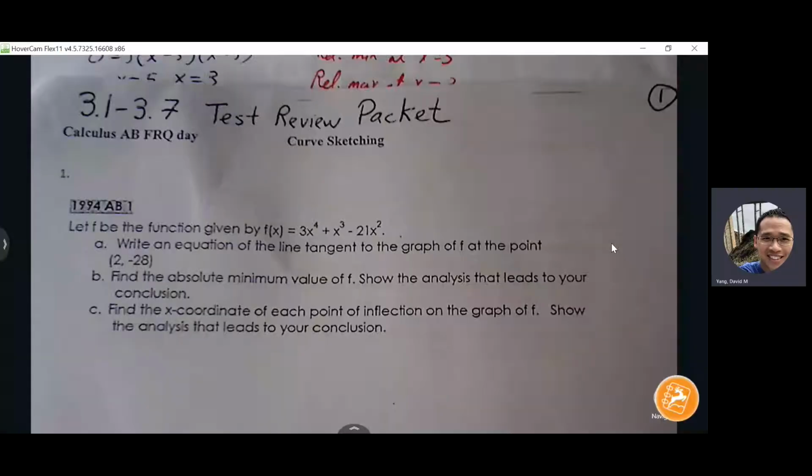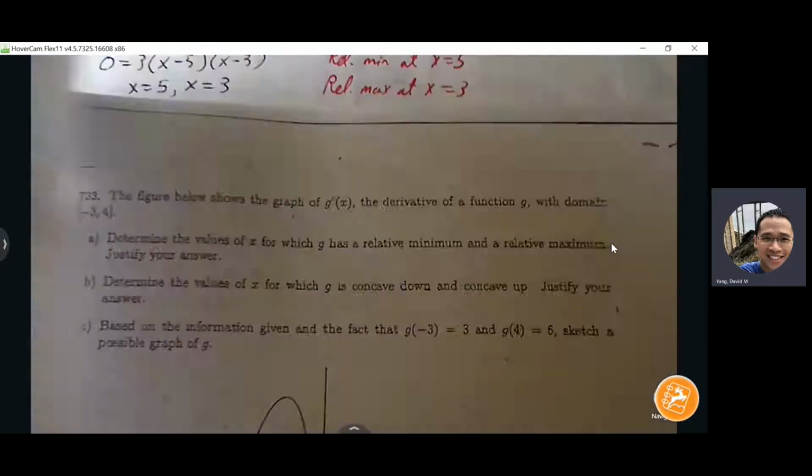I did number one this morning on the help session, so you can go back and watch it and try it on your own. The keys are attached. Let's do one that's similar to this. So let's try page 2.